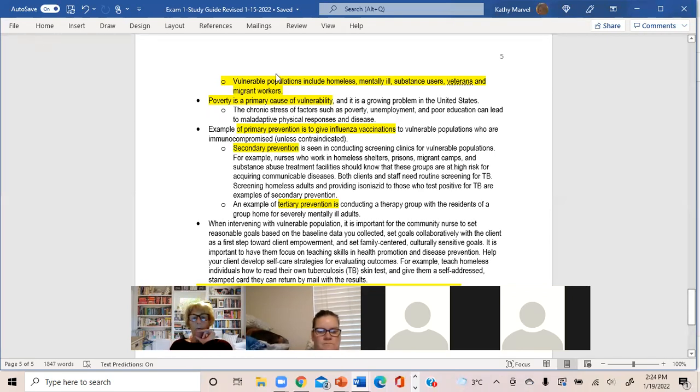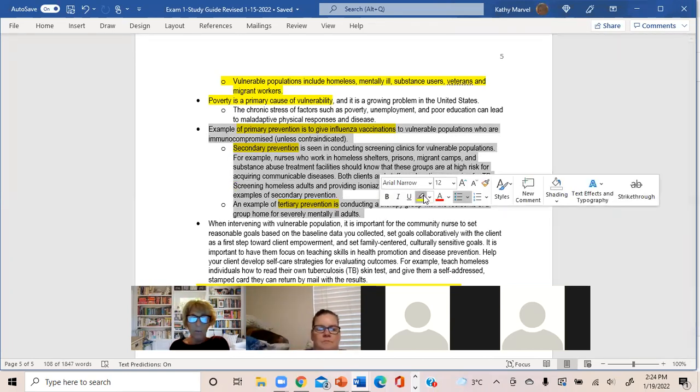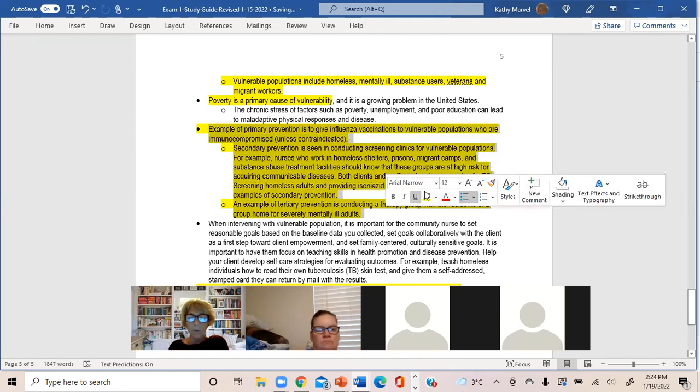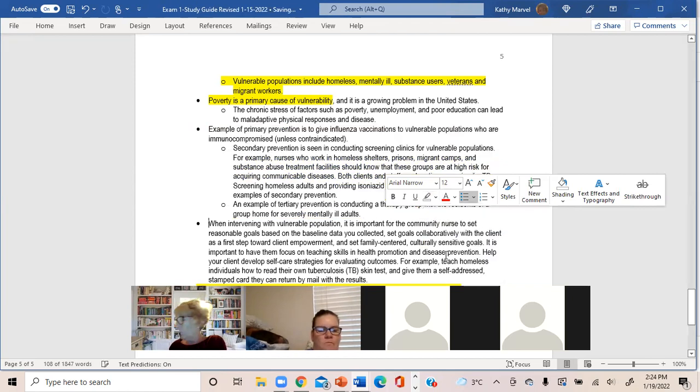Okay. Vulnerable populations include homeless, mentally ill, substance users, veterans, migrant workers. Okay, this is important. Based on this class, poverty is the primary cause of vulnerability. This is a nice little section right here on primary, secondary, and tertiary. So have a read through that. Really good synopsis.